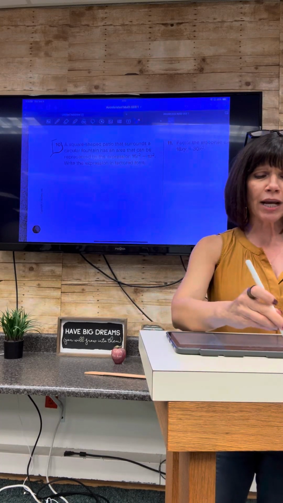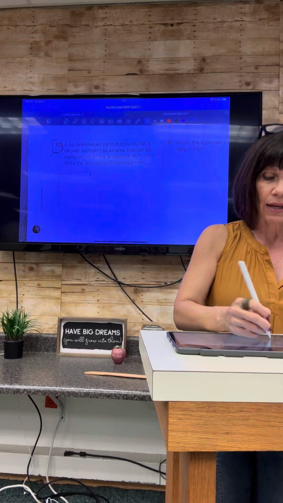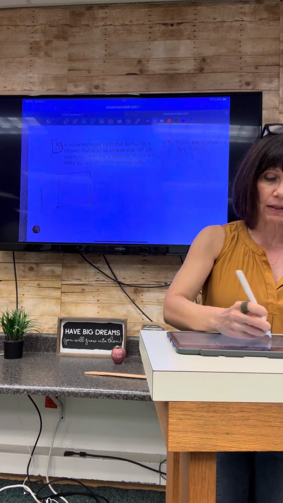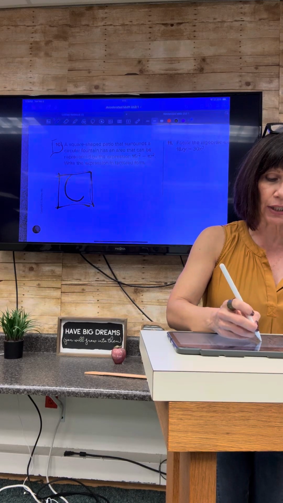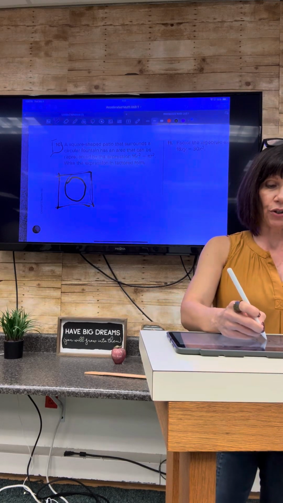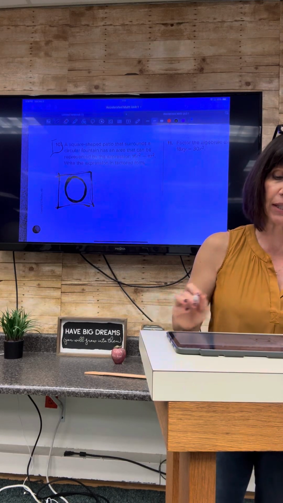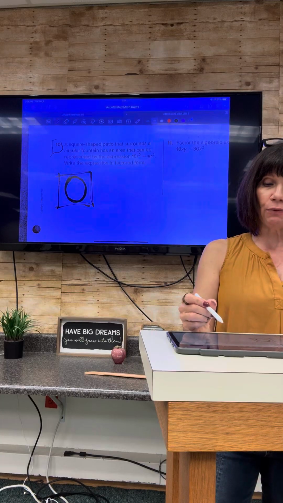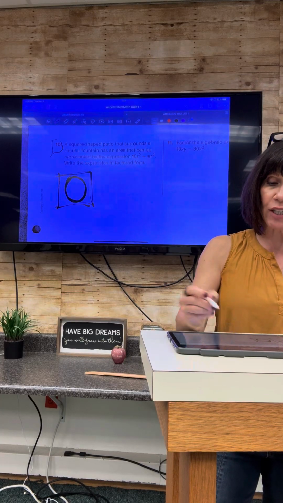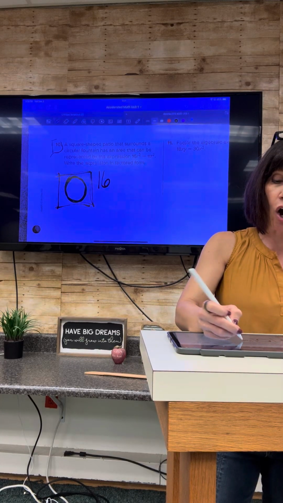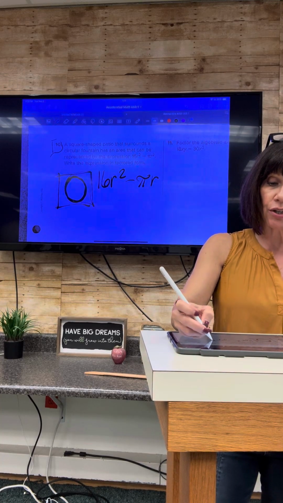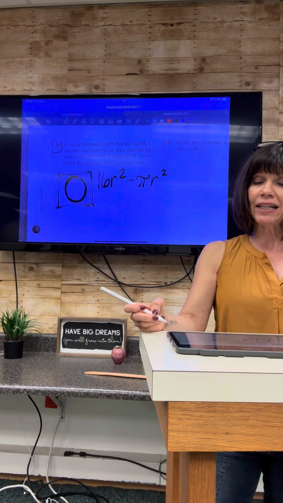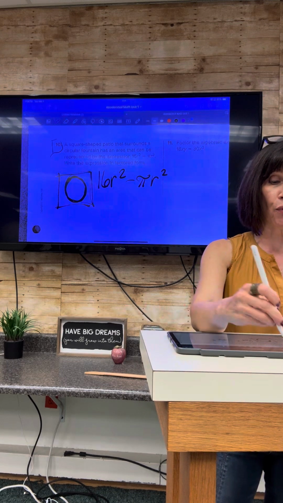A square-shaped patio that surrounds, let me make this a little bigger, that surrounds a circular fountain. Okay, there's my circular fountain. It looks terrible. Okay, but there we go. Has an area that can be represented by the expression 16r to the second power take away pi r to the second power. Write the expression in factored form.